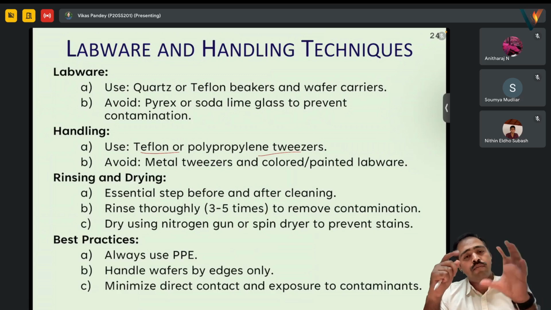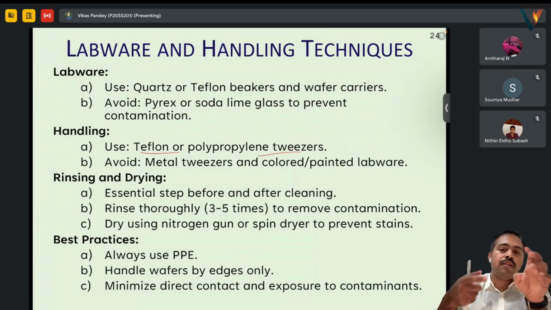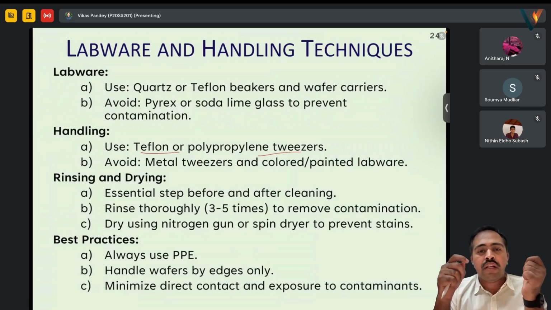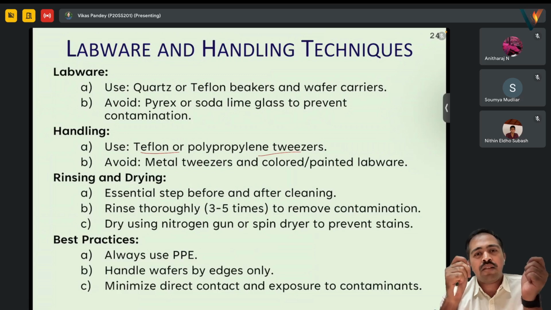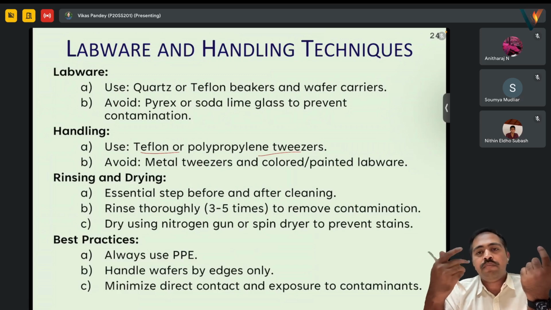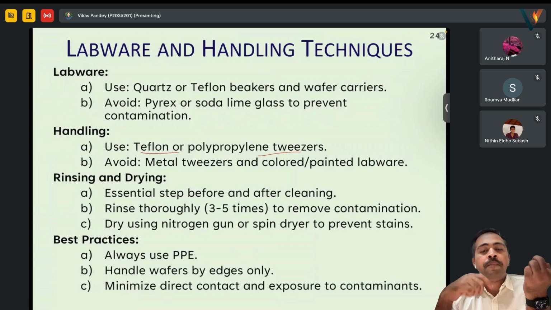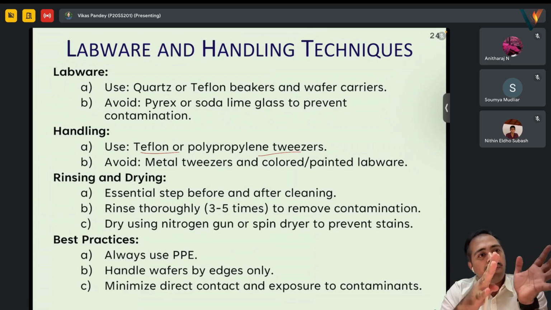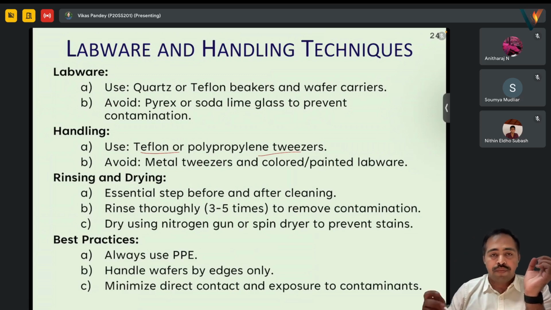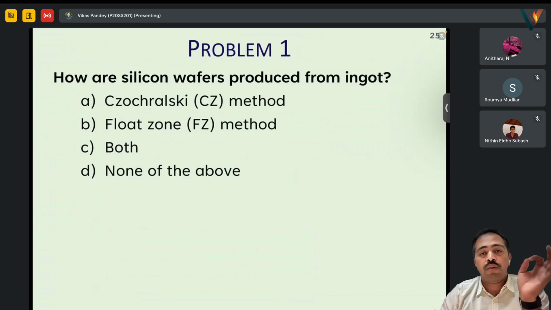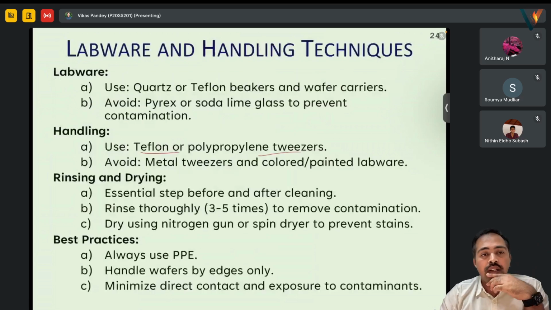If the wafer is big, you don't have to handle it from the center. Use the sides, because whenever you handle it, it makes markings on it, and that is going to create problems in the future. Minimize the contact of your devices and your wafer with anything, including yourself. That will ensure that you are giving good quality output.